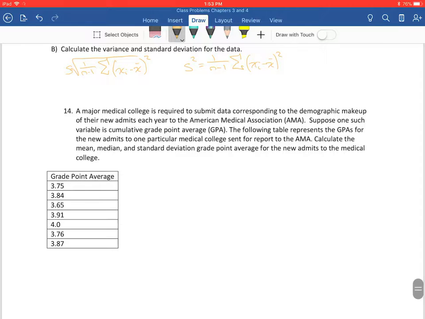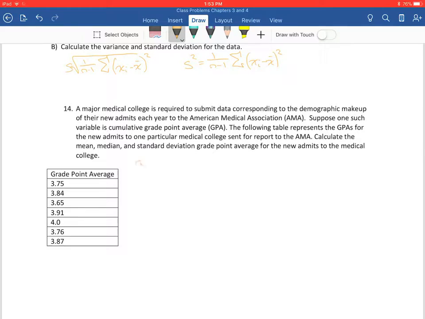For the next problem, instead of doing a whole video just on this, I'm going to give you just the nitty-gritty of information you need. We're going to be doing the same thing, calculating your mean, median, and standard deviation for the grade point averages. Your x bar is going to equal 3.8257. Your sum of your grade point averages is going to equal 26.78. N equals 7. Your standard deviation is going to equal 0.1159. And your median is equal to 3.84.